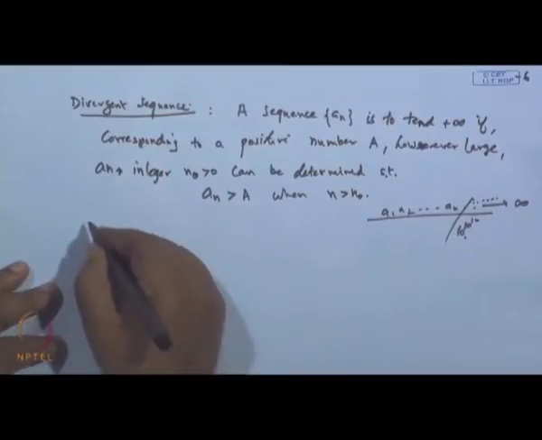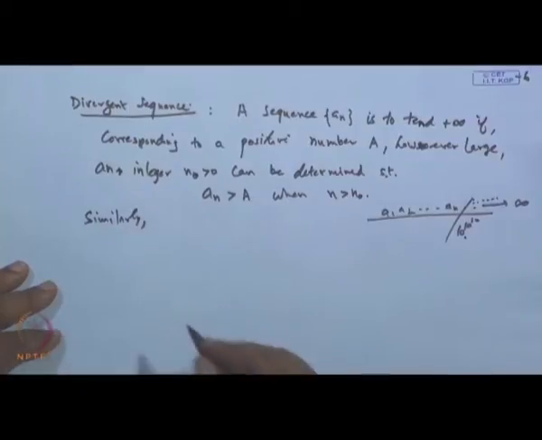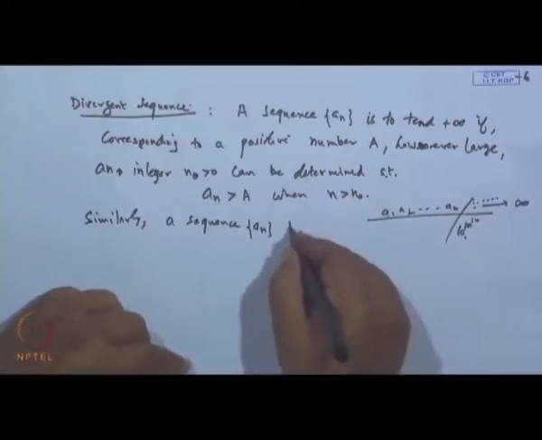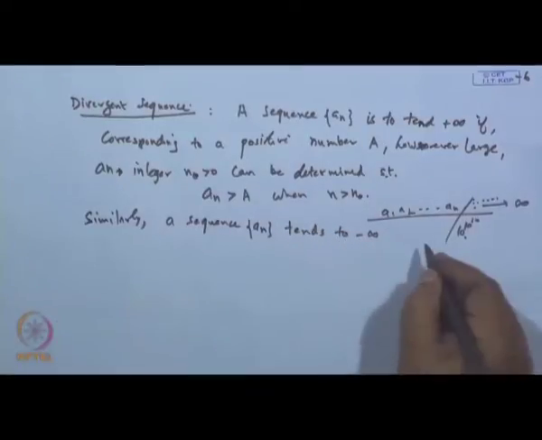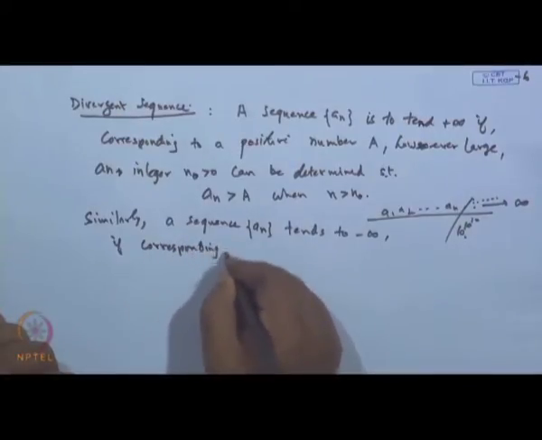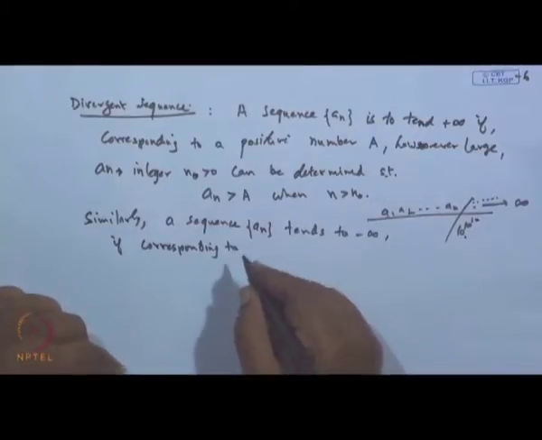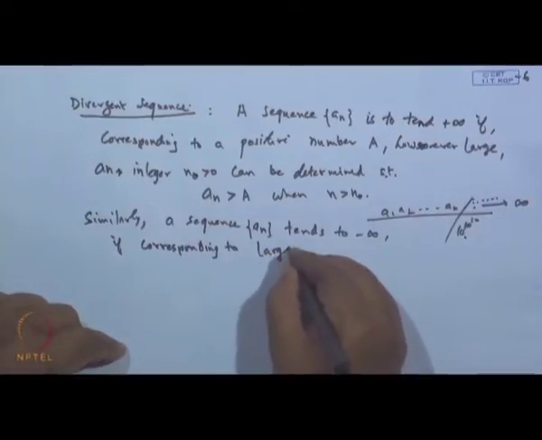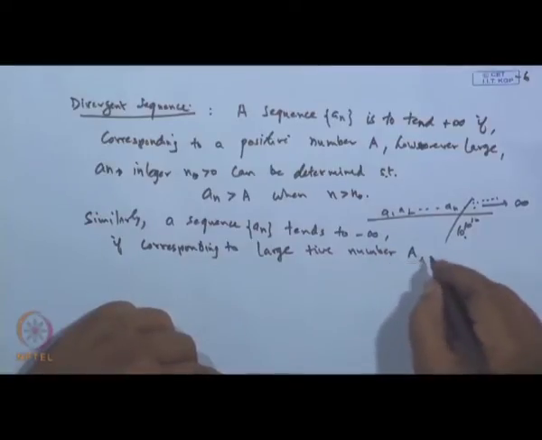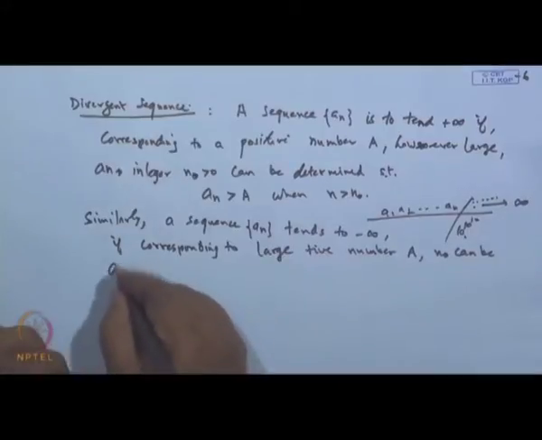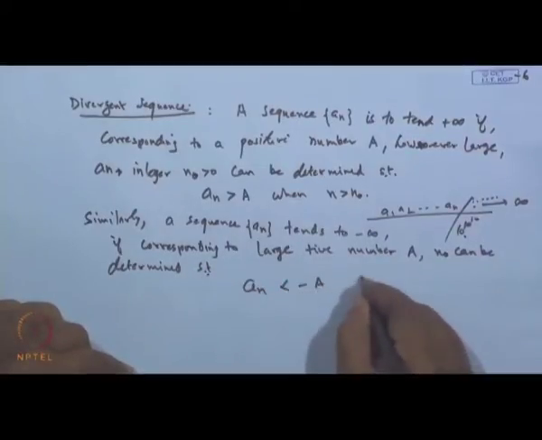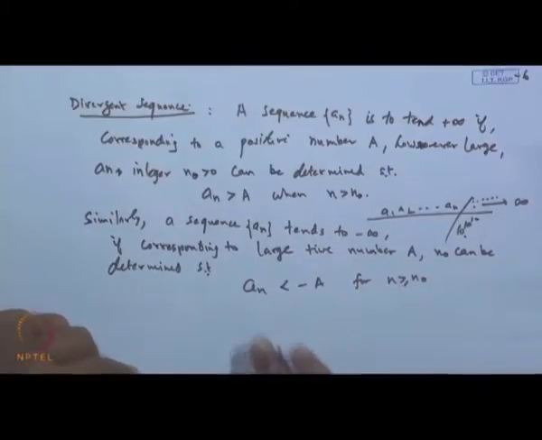Similarly, we say a sequence A n tends to minus infinity if, corresponding to a large positive number A, n naught can be determined such that A n's are less than minus A for all n greater than or equal to n naught. Then it is tending to minus infinity.